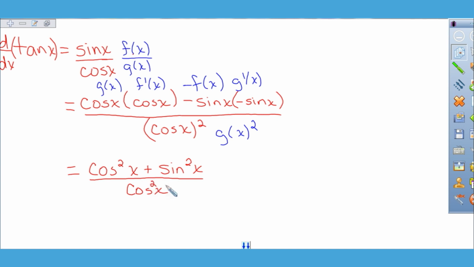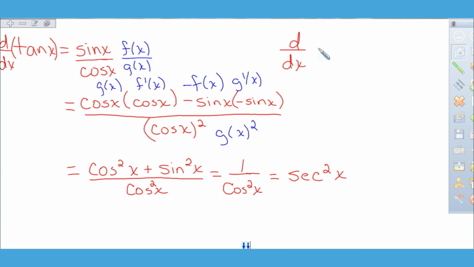We'll put squared there. Now, here's the cool thing. What is cosine squared plus sine squared? Pythagorean theorem, right? It is 1. Yay! And what is 1 over cosine squared? That is secant squared. Isn't that beautiful? So, ladies and gentlemen, the derivative of tangent x is secant squared.